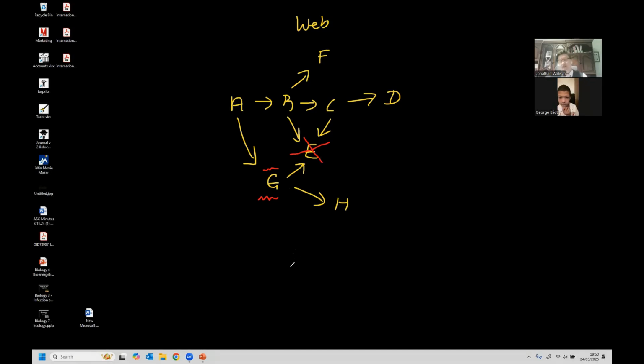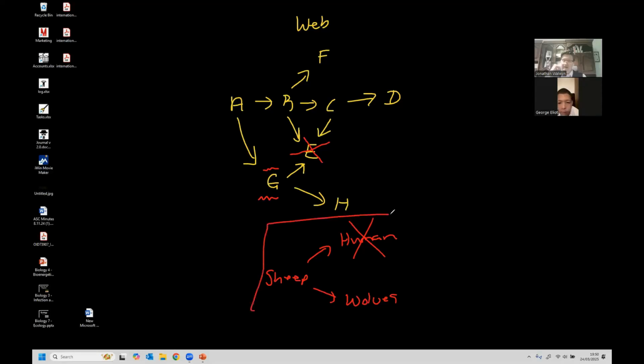If G, for example, I suppose G could be something like a giraffe. Let's use your sheep idea from earlier, and suppose sheep are eaten by humans, because we do eat sheep, don't we? And sheep are also eaten by wolves. If all the humans died out, would that be good news for the sheep? Imagine you're a sheep and you're eaten by humans, and then one day you wake up and all the humans are dead. Are you going to be happy?